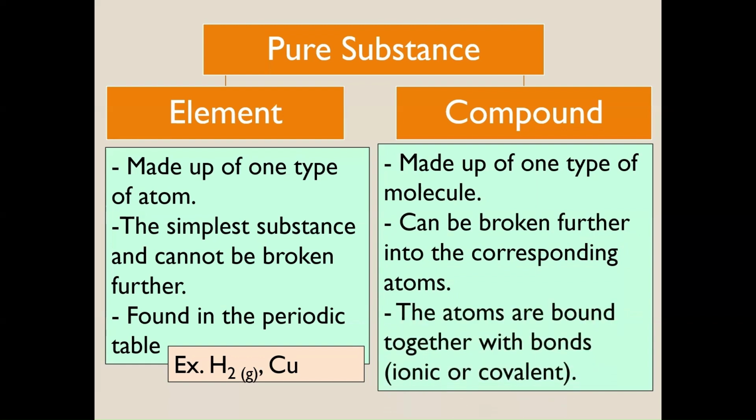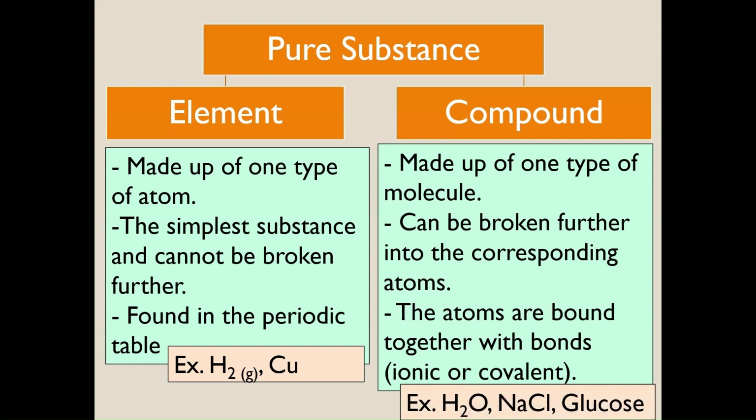And these atoms in the compound are bound together with bonds, which may be ionic or covalent bonds. Like sodium chloride, which is made up of sodium and chlorine. Sodium and chlorine are bound together by an ionic bond, and we will talk later about the bonds. Water, hydrogen and oxygen, sodium chloride, glucose, all of these are compounds.